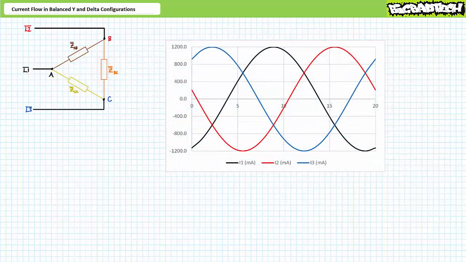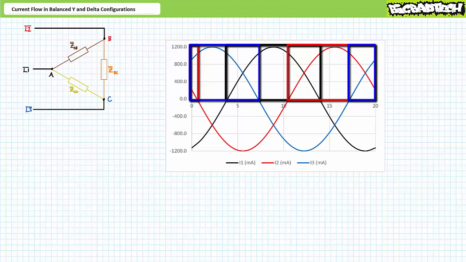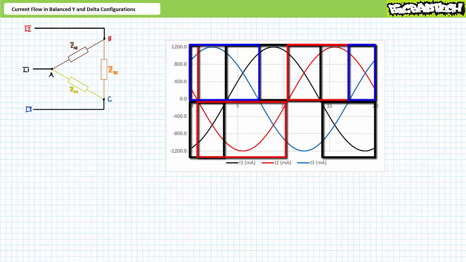As further proof, overlay the plots of line current as a function of time with one another. During this time span, current comes into the delta through line 1. During these time spans, current comes into the delta through line 2. During these time spans, current comes into the delta through line 3. Similarly, during these time spans, current leaves the delta via line 1. During this time span, current leaves the delta through line 2. And finally, during this time span, current leaves the delta via line 3.